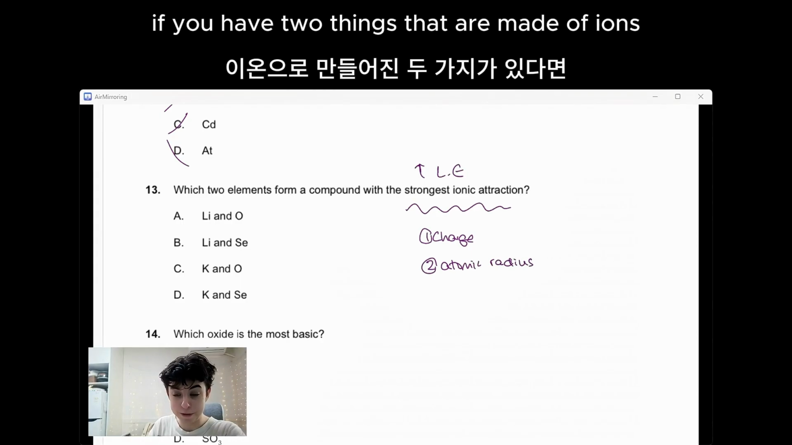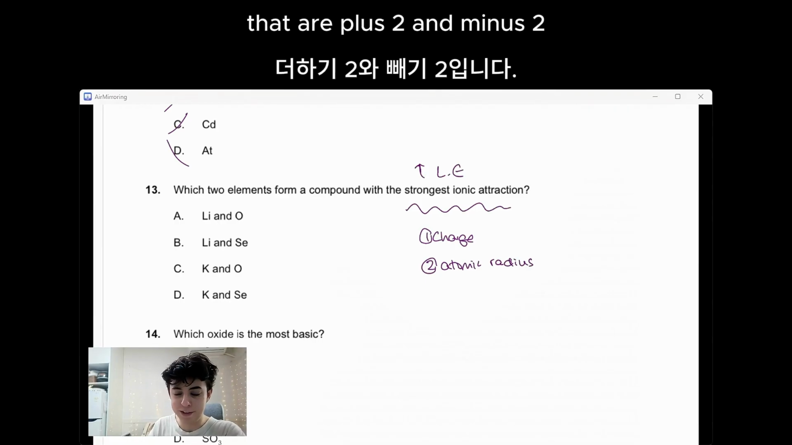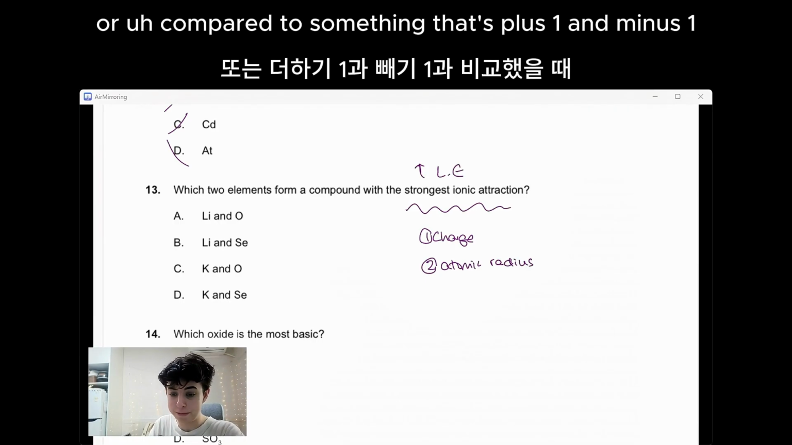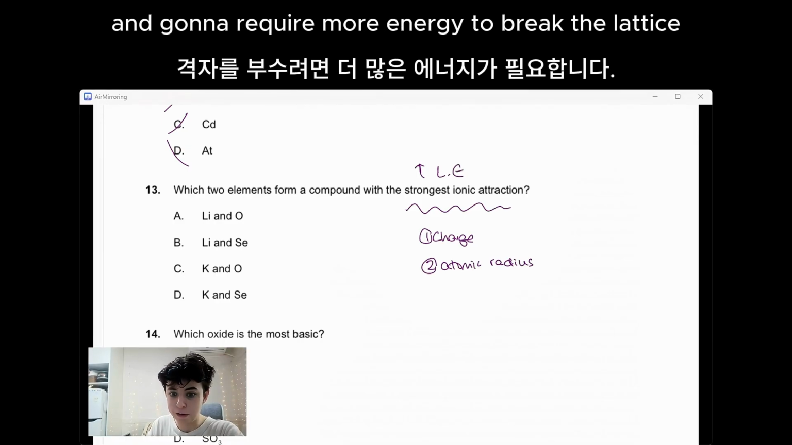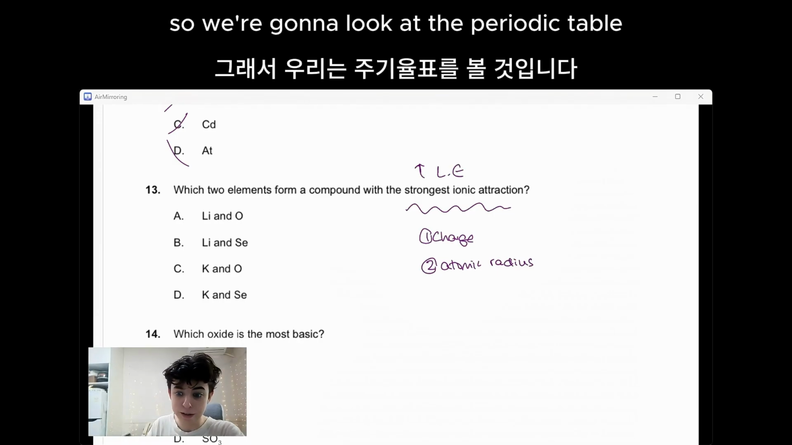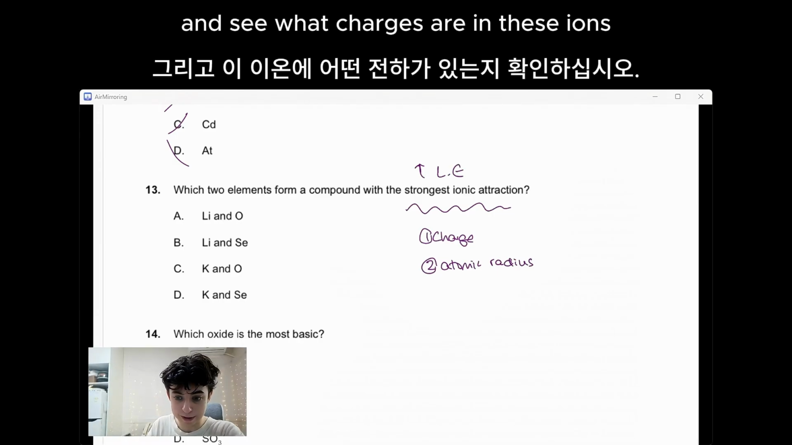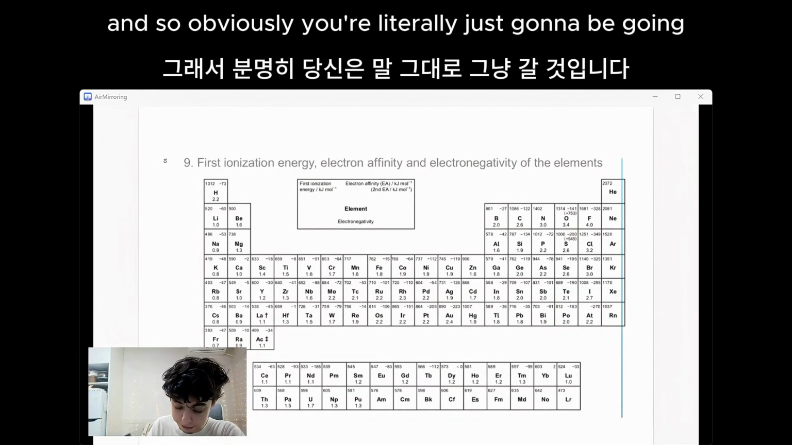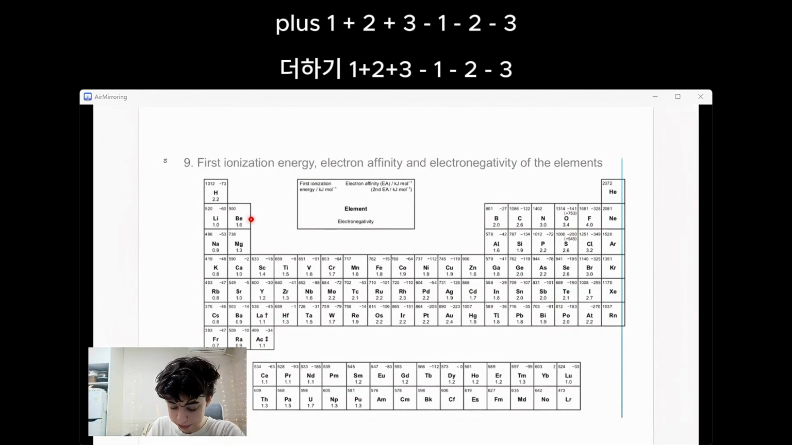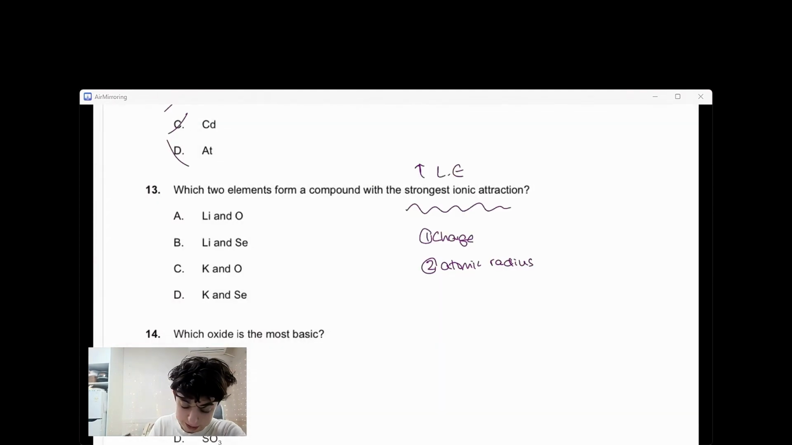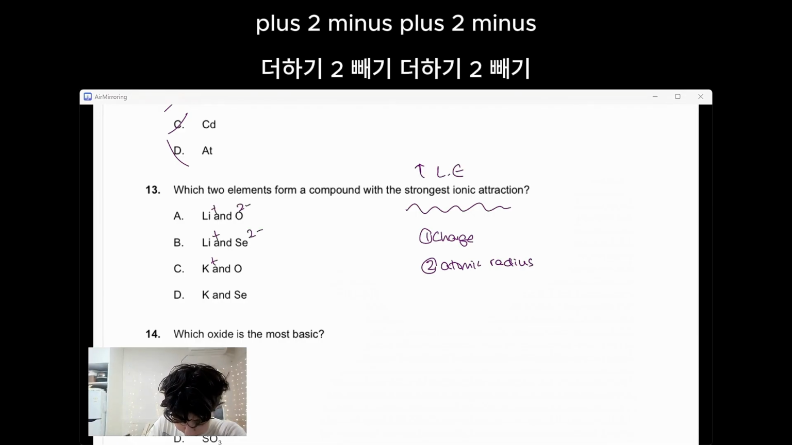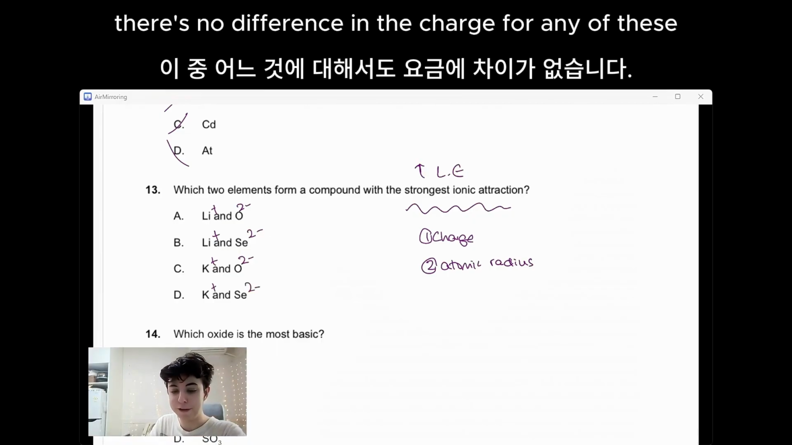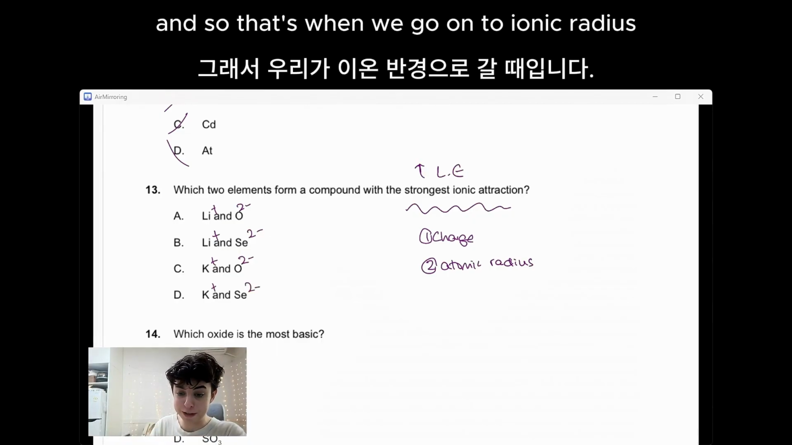So for instance, if you have something made of ions that are +2 and -2, compared to something that's +1 and -1, the one with the higher charge is going to have a stronger attraction and require more energy to break the lattice. So we're going to look at the periodic table and see what charges are in these ions. You're literally just going, okay, +1, +2, +3, -1, -2, -3. That's how you can tell the charges of the ion. So Li is going to be +1, O is 2-, and so on: +1 and 2- for each of these. So there's no difference in the charge for any of these. And so that's when we go on to ionic radius.